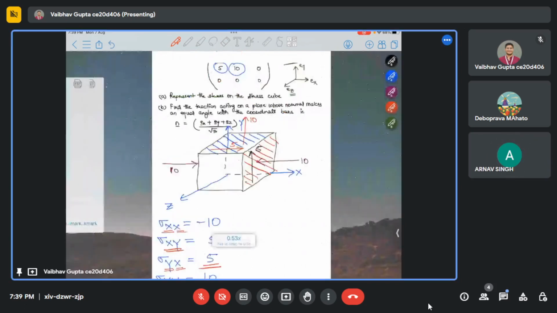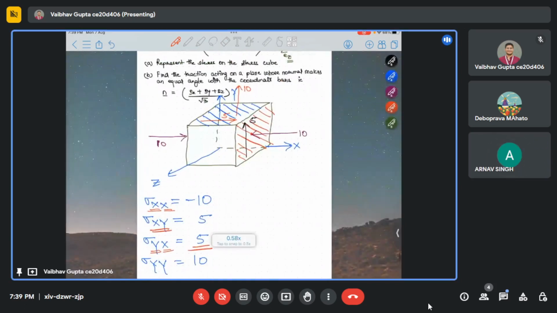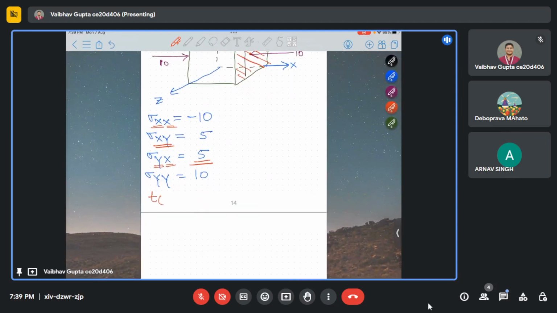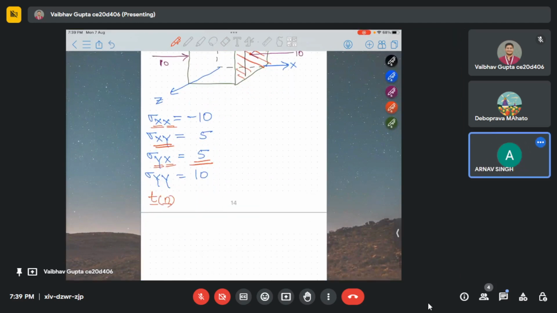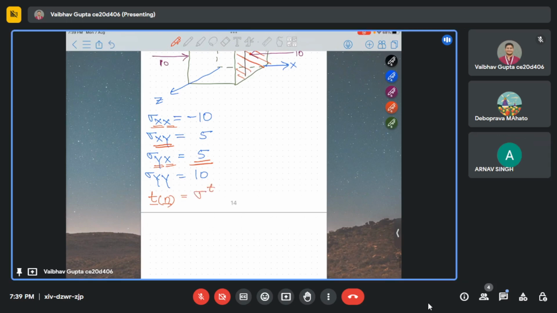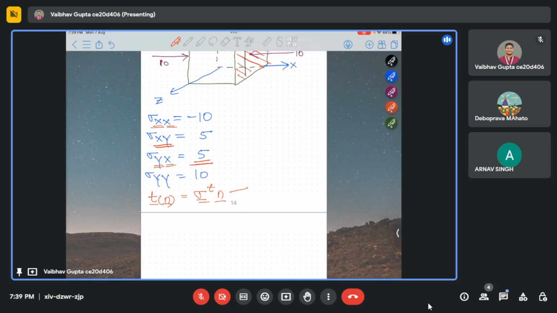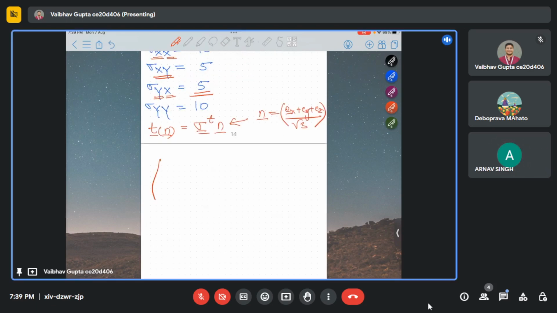Now in the second question, they said you have to find the traction t of n. The values are given, so we just put them in. So t of n is sigma transpose n. Sigma is given in the question, and n is the direction ex plus ey plus ez by root 3. So just put in the values and get the answer.